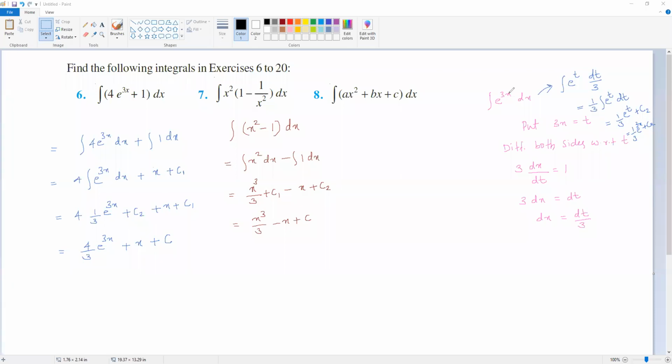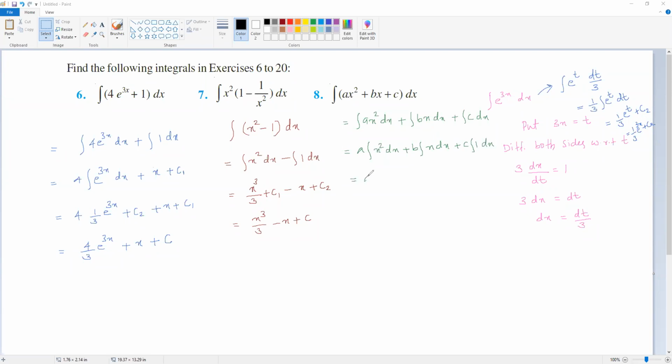Now, question number 8. This is the integral of ax square plus bx plus c. So it can be written as: integral of a sum is a sum of the integrals. So integral ax square dx plus integral bx dx plus integral c dx. Integral of a sum is a sum of the integrals. So again, a is a constant, you can take it outside. So a into integral x square dx plus b is a constant, you can take it outside, integral x dx plus c is a constant, you can take it outside, integral 1 dx, whatever it is.